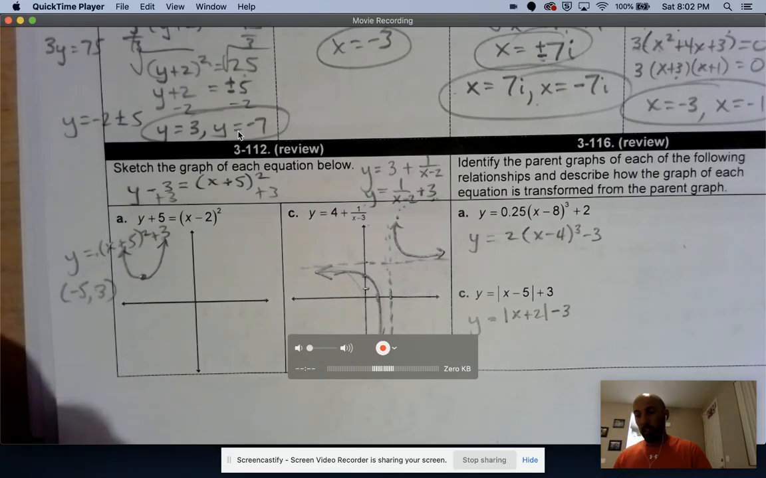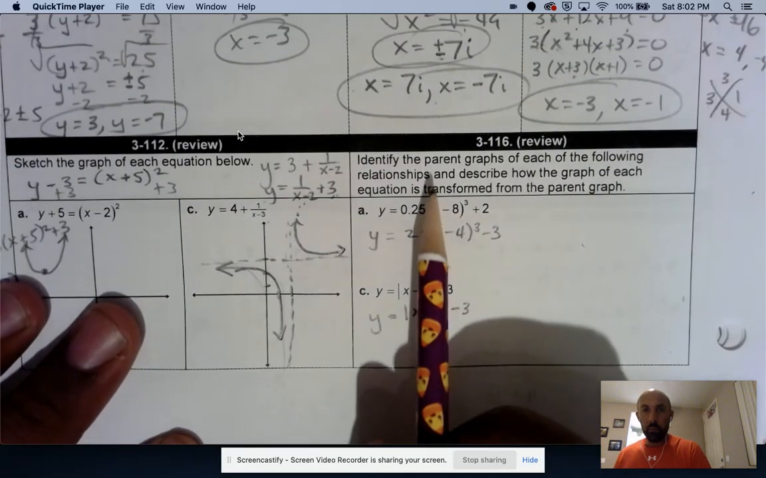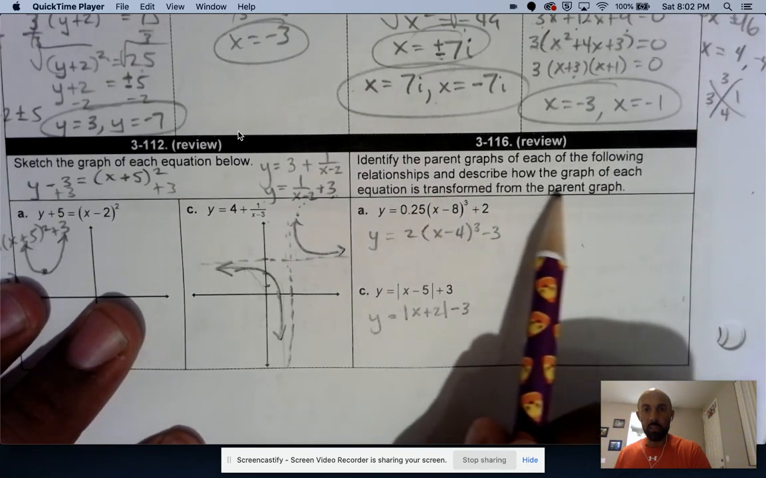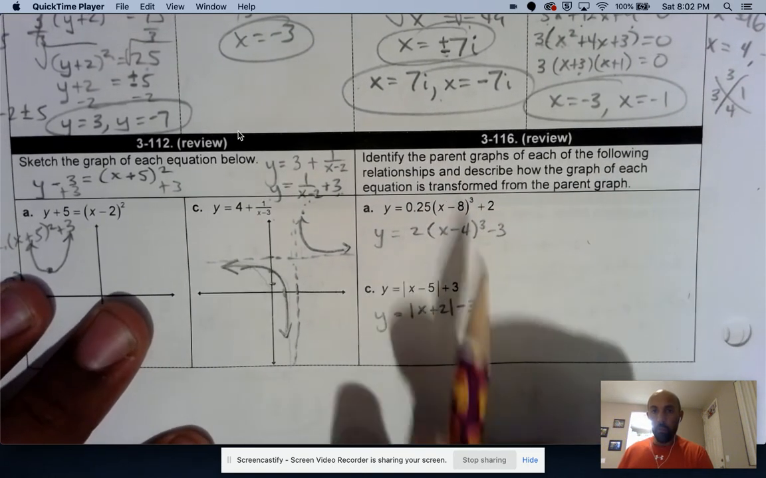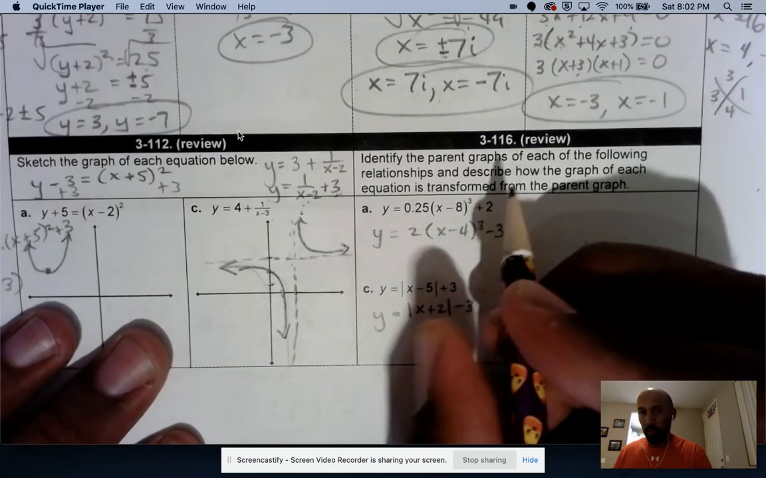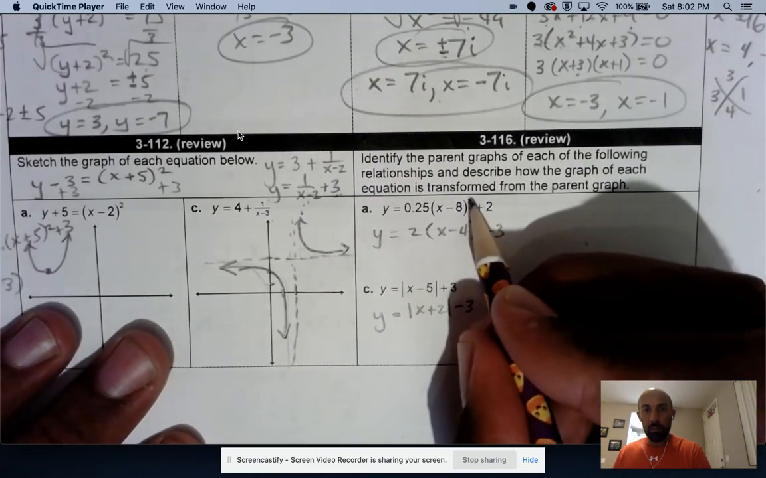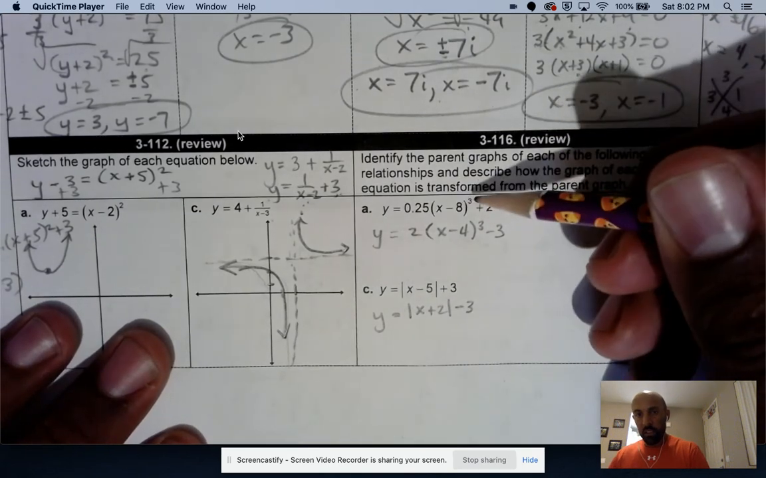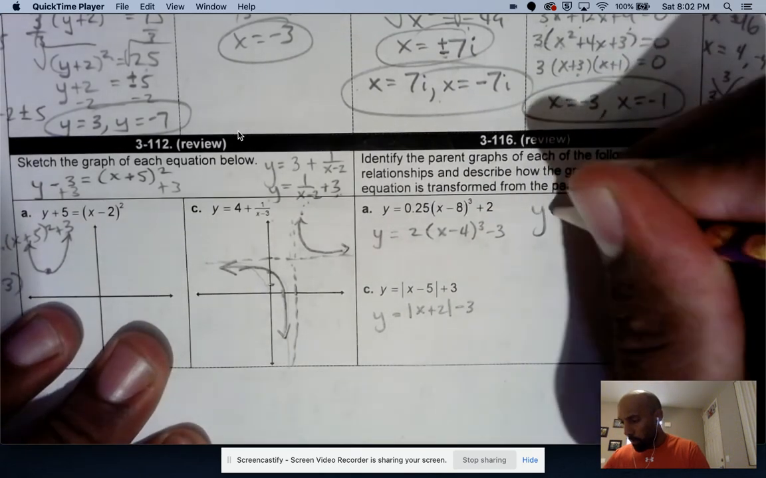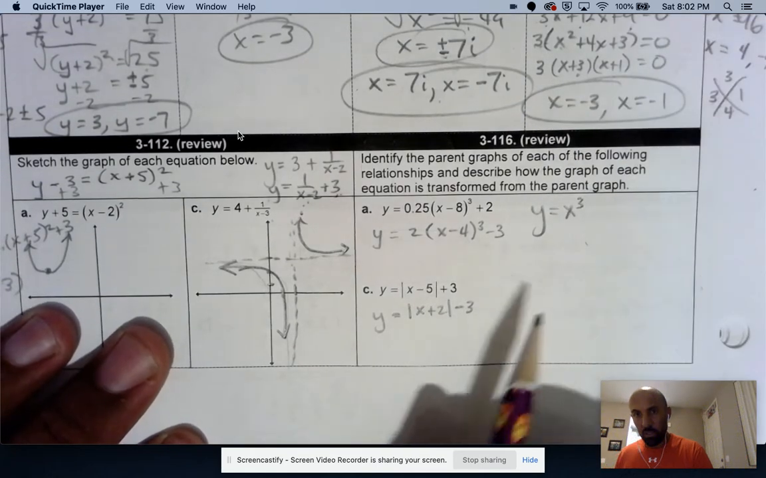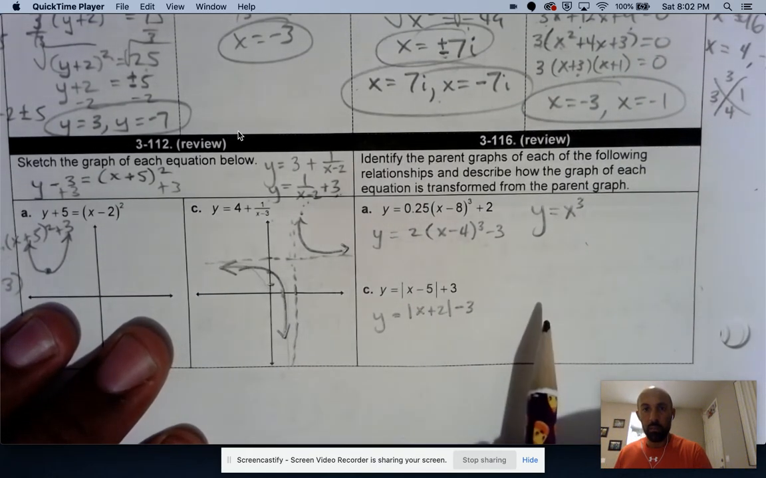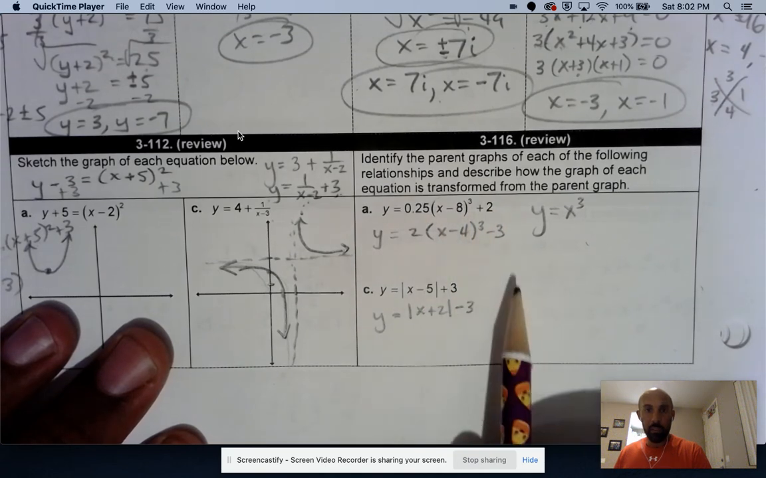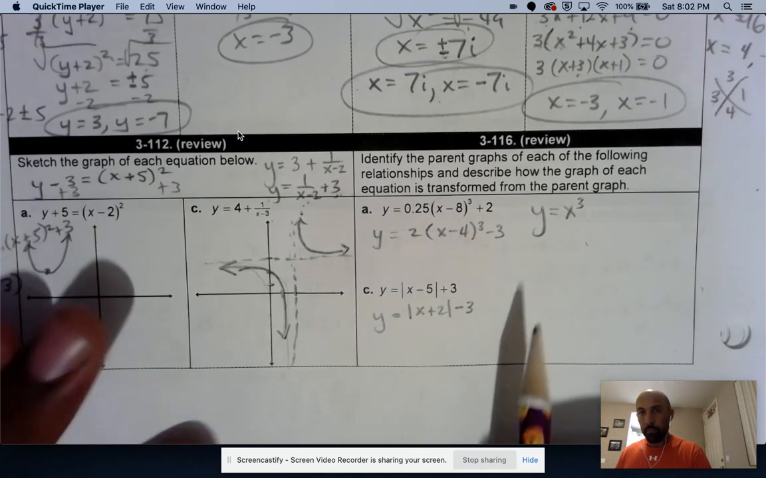Okay, so now the last part is identify the parent graphs of each of the following relationships and describe how the graph of each equation is transformed from the parent graph. Well, first of all, the parent graph is usually identified by the exponent a lot of times, or by special characteristics like these bars. So if I see cubed, that means I know that this is a cubic function, which is just y equals x cubed. Now, with the -8 and the +2 and the 0.25, what happens after that? Okay, well, let's look at this example.